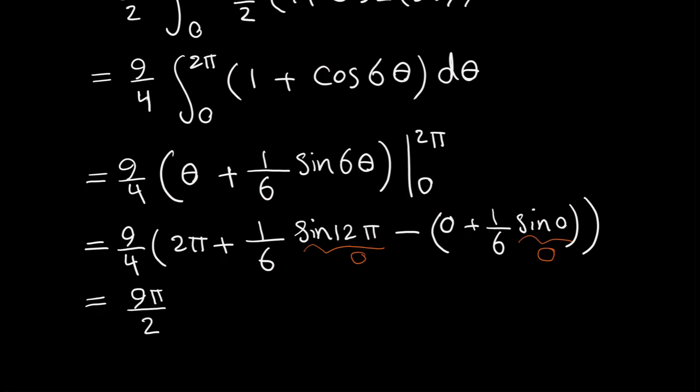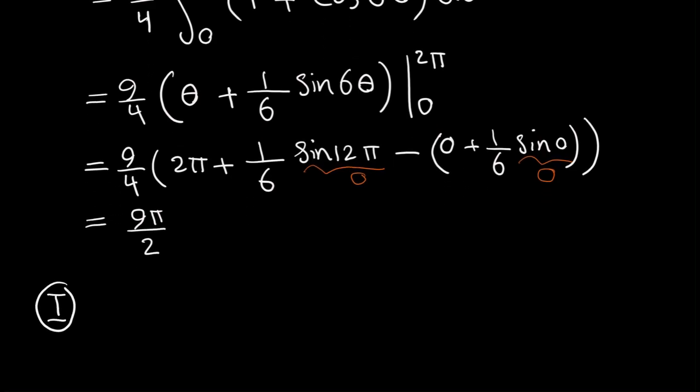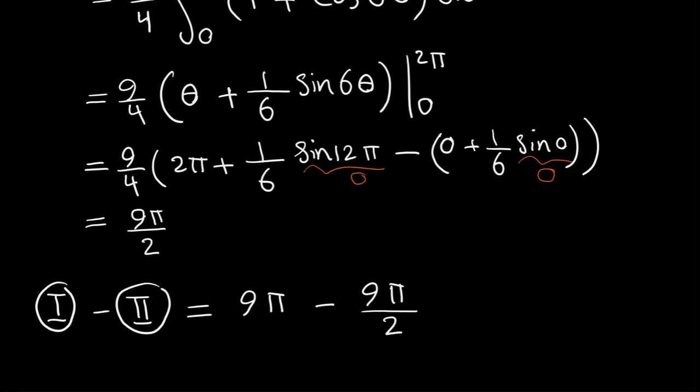We also calculated the area of the circle. Now let's subtract these two to find the area of the shaded region. Area of the circle is 9 pi, and area of the rose is 9 pi over 2. So the answer is 9 pi over 2. Okay, that's all about finding the area between polar curves. I hope these examples have made things more clear for you.